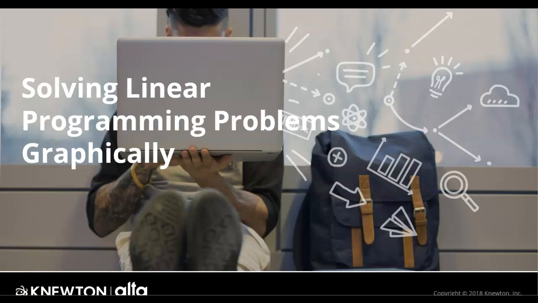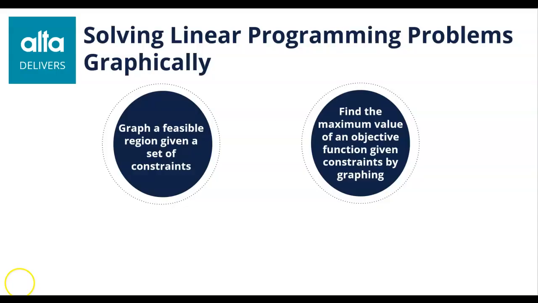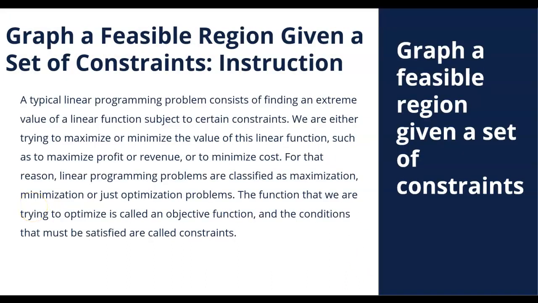Solving linear programming problems graphically. The goals for these lessons are to graph a feasible region given a set of constraints and then find the maximum value of an objective function given the constraints by graphing. A typical linear programming problem consists of finding an extreme value of a linear function subject to certain constraints.